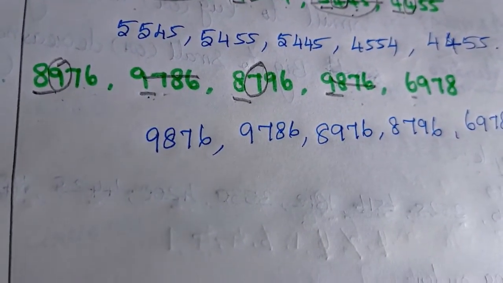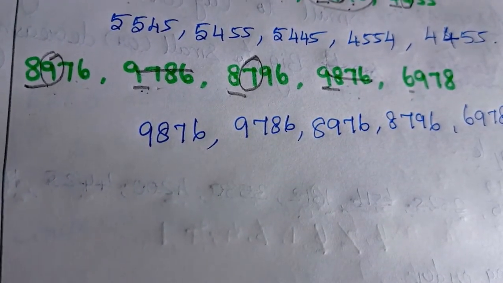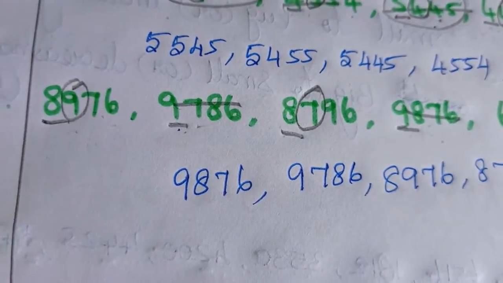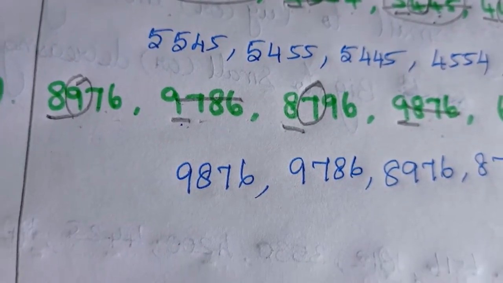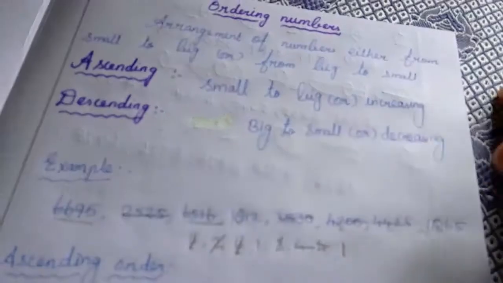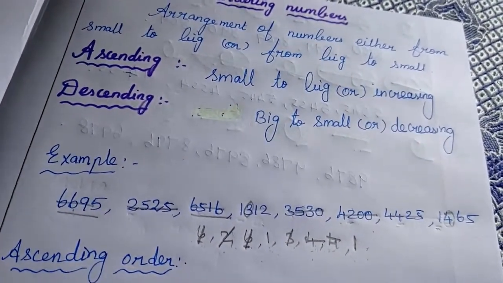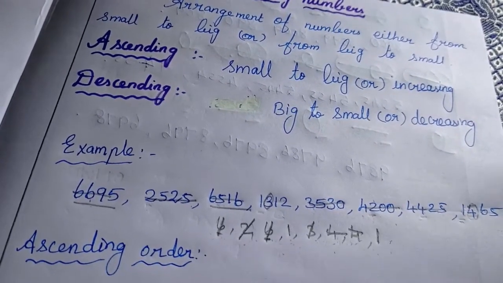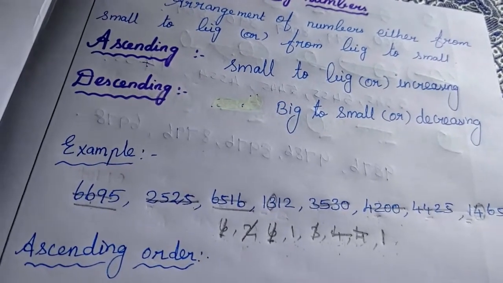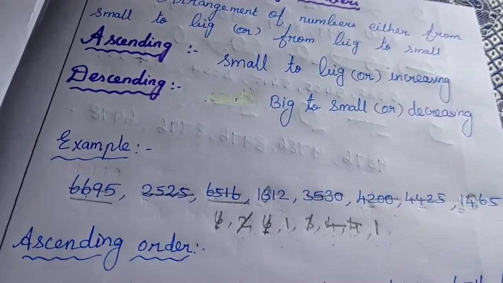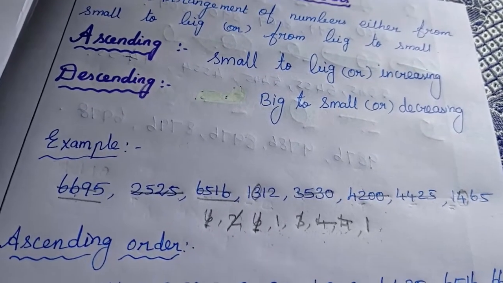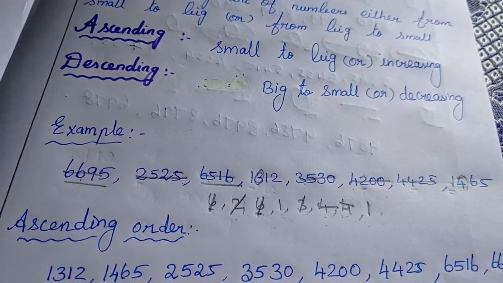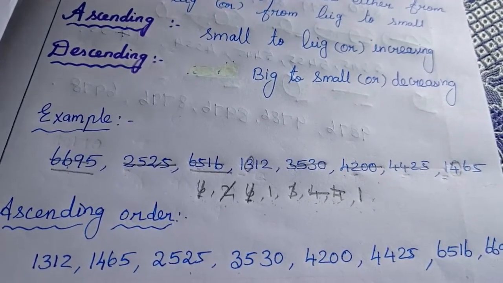Okay children, in today's class we learned ordering the numbers. Ordering numbers means arrangement of numbers either from small to big or from big to small, isn't it? In that we learned two types of ordering numbers. They are ascending and descending. Ascending means arranging the numbers from small to big. Descending means arranging the numbers from big to small. The ascending order is otherwise called increasing order. Descending order is otherwise called decreasing order.